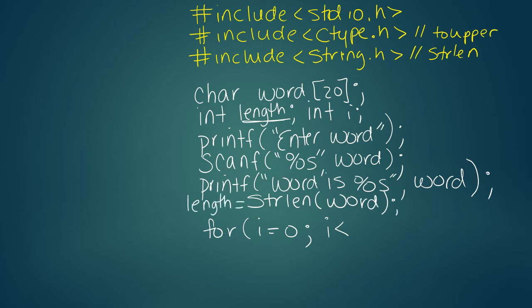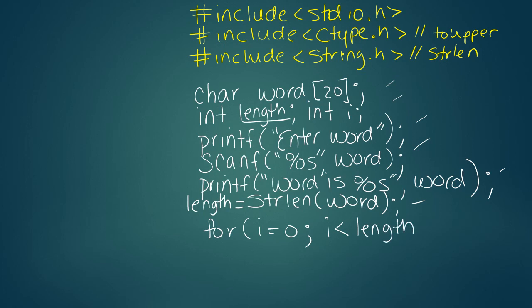So this program could be used over and over to declare a character array, declare some other variables, ask the user for a word, get the word, print the word back onto the screen, get the length of the word, and then character by character go through and change it to uppercase. So I'm going to go less than length.